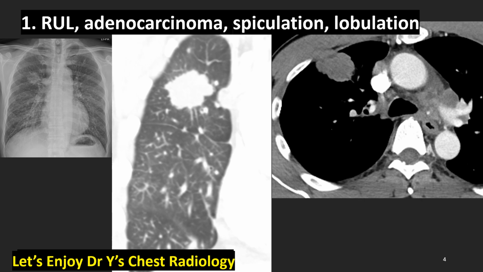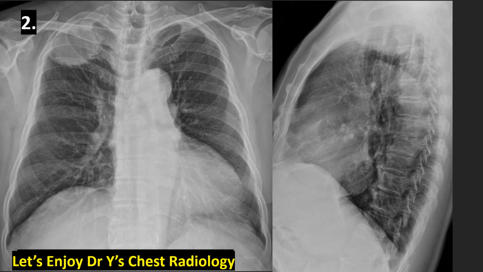The mass is in contact with the visceral pleura, suggesting pleural involvement, and bilateral mediastinal lymph node enlargement, suggesting N3 staging. Adenocarcinoma. What about this second case?